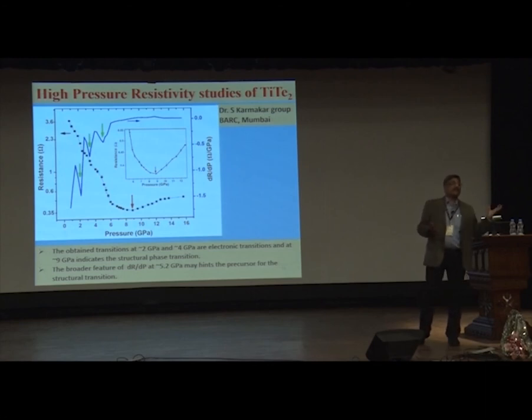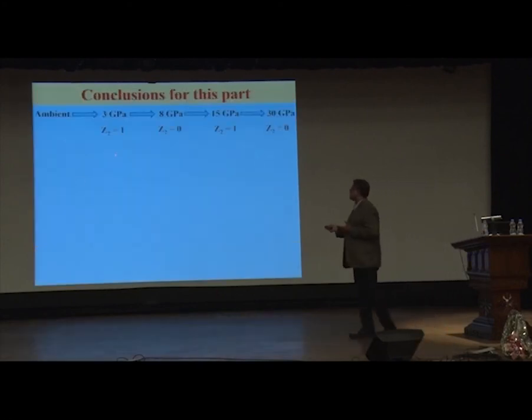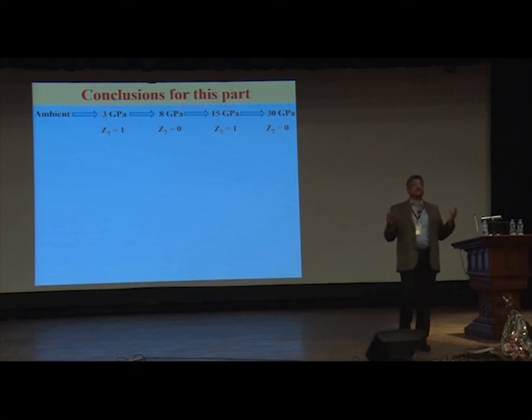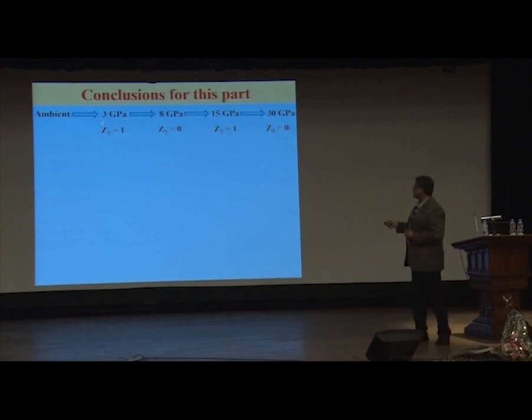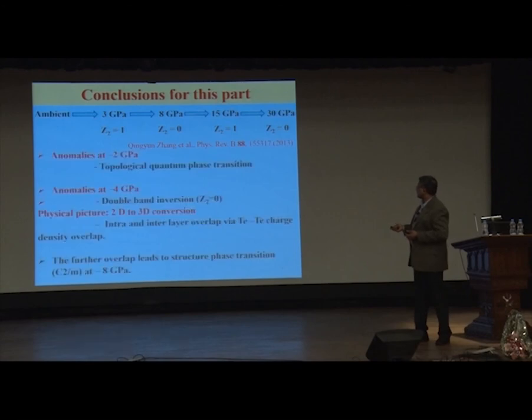Now we compare back and look at what exactly the theory has said. So now we can conclude that indeed the theory had told that there is going to be a cycling, but of course we have a transition around 8 GPa, and you know that the pressure calculations done by DFT can always be either over-exaggerated or less than what is supposed to happen. So the pressures are not important, but we can look at it that at around 2 GPa we have a quantum phase transition, which is because of this theoretical prediction, and double band inversion, which is basically the Z2 equals 0 transition around 8.